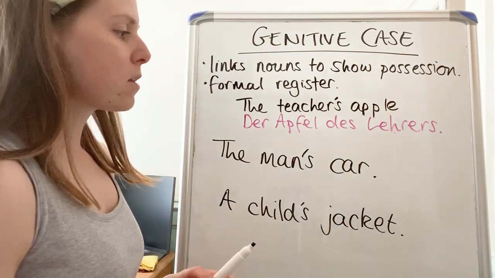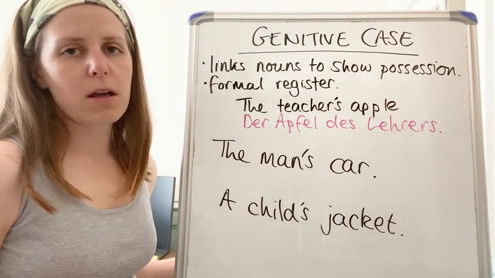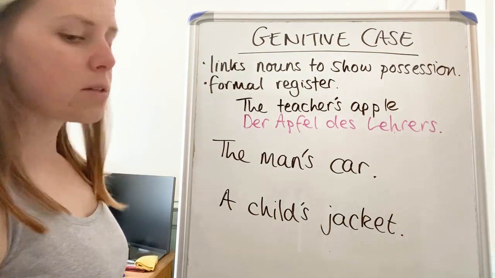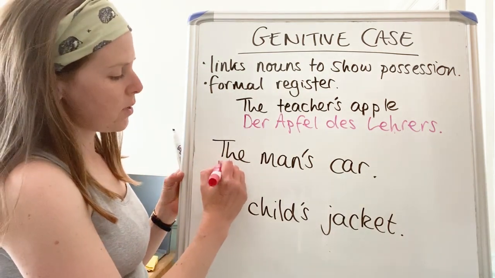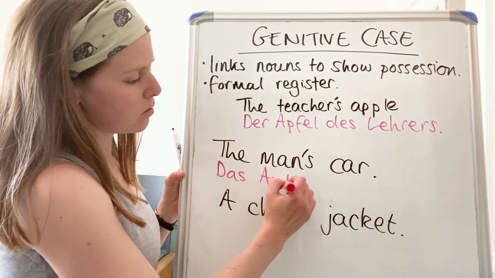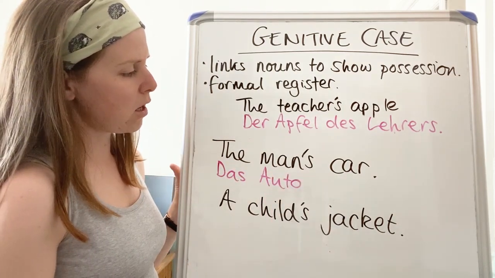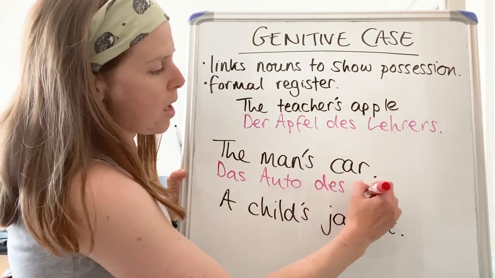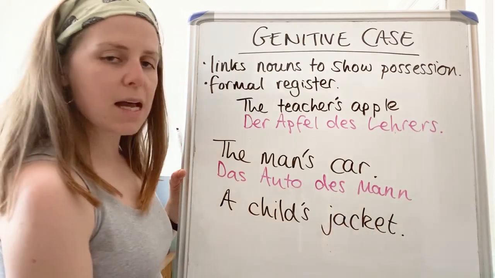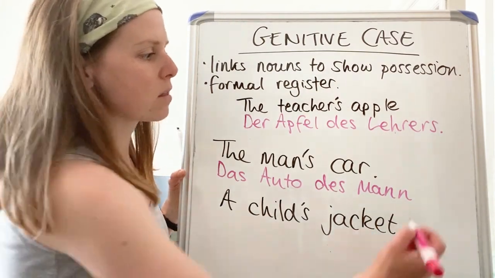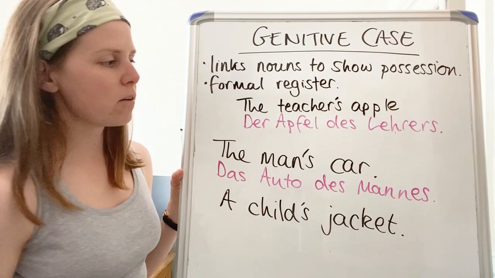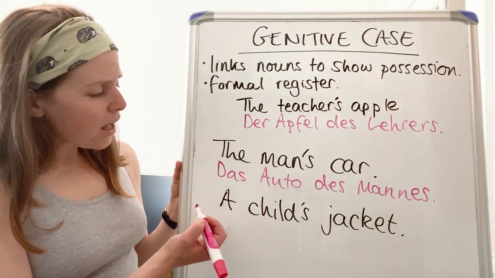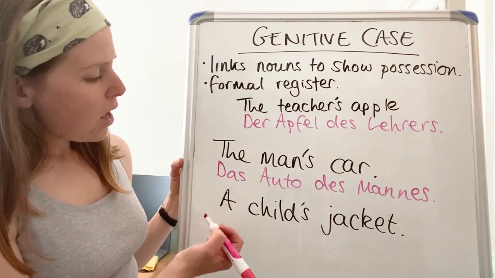Right, so the man's car, I'm going to go with the word for car as Auto, but you could use der Wagen. So I'm going to go das Auto. So I'm going to end up with das Auto. So remember, I need to say the car of the man. The man is masculine, so it's des Mann. And remember, I need to add my E or ES. In this case, I'm going to add an ES, okay? If you just added an S, it would probably look a little bit strange. So das Auto des Manns.